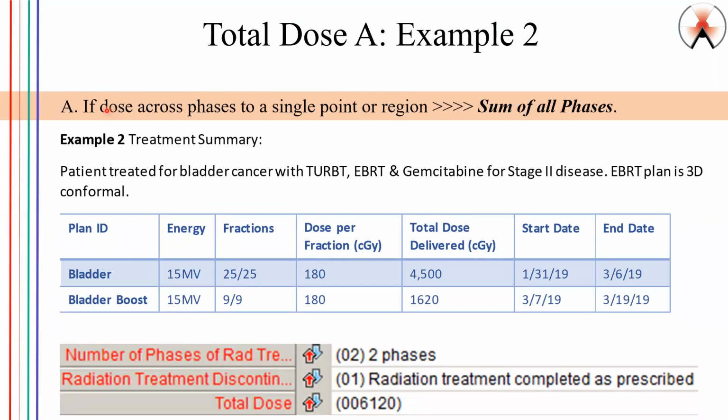Another example of the same. Okay, patient is getting irradiated to the bladder, and then the bladder is being boosted. As soon as I see the boost, it's telling me that it's a much smaller volume that is being irradiated. And typically, when a much smaller volume is being irradiated, it will be to a smaller total dose as well. But the point is, it is to the same site. So just add them to get your total dose.